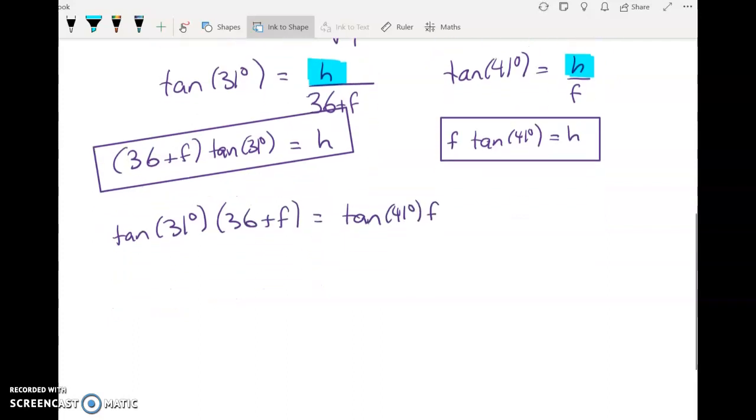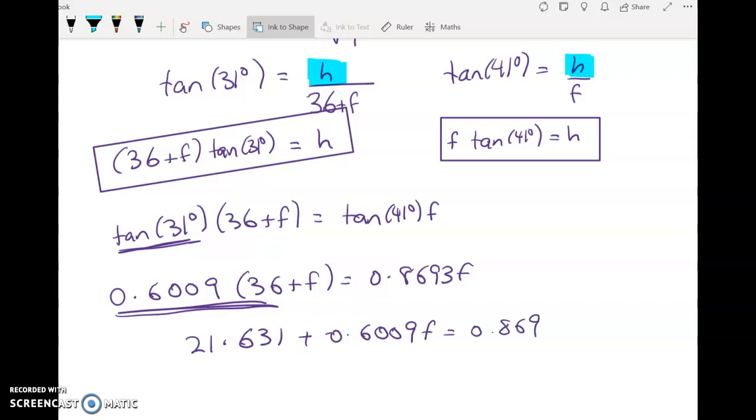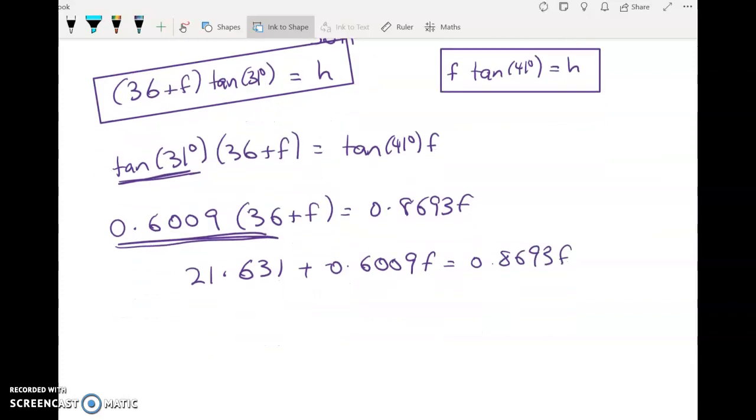So it's probably time to break out the calculator and work out what tan of 31 actually is. And rounding it to about 4 dp, I get 0.6009 times 36 plus f, and tan of 41 is 0.8693 f. Right, let's do some Year 9 algebra, which is what we're down to now. We've done all of the hard work in this question, so we get to 21.631 plus 0.6009f is equal to 0.8693f. And we're just going to collect up like terms now, right?